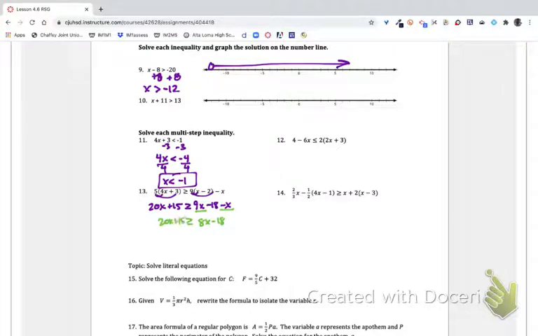20x plus 15. We'll subtract 15 on both sides. End up with 20x is greater than or equal to 8x minus 33. Subtract 8x. You get 12x is greater than or equal to -33. And when you divide by 12 on both sides, you would end up with x is greater than or equal to -33 over 12.